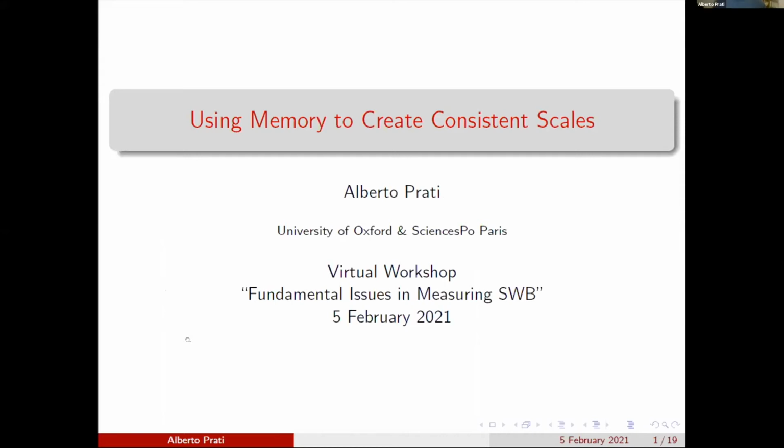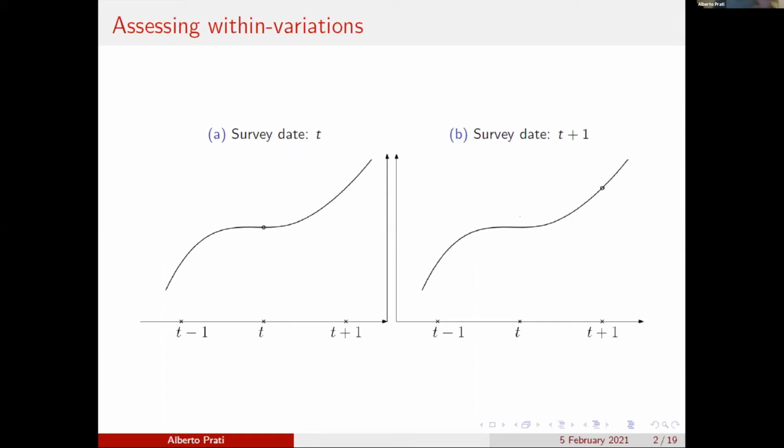So in this very last 10-minute talk, I would like to present you with two questions that hopefully are going to be fielded soon, and share in common the idea of using memory to improve the assessment of within variations in subjective well-being. By within variations, I'm not going to talk about comparisons between people, but how to assess if a person is more or less satisfied over time.